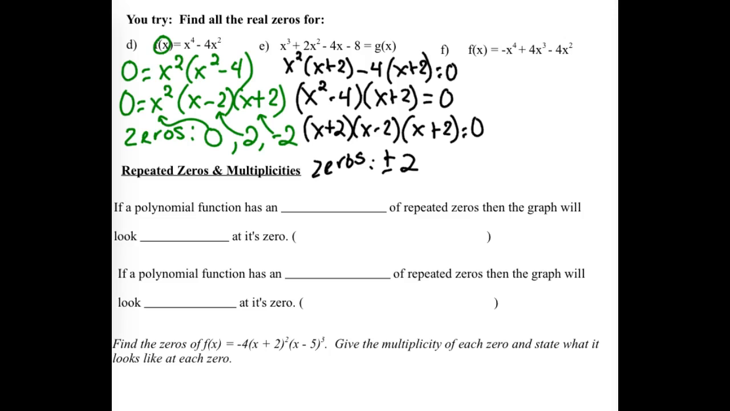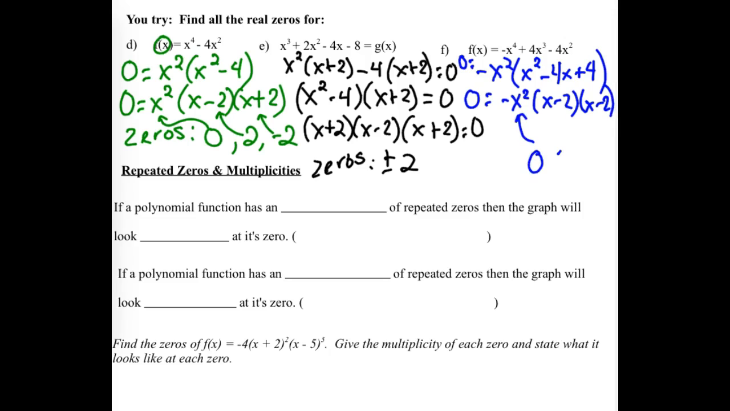And for our last one here, we can actually factor out a negative x squared. That's going to make it a little bit easier on us. We have an x squared minus 4x plus 4 left over, and we're looking for when it equals 0. So again, factoring the x squared minus 4x plus 4, we get x minus 2 times x minus 2. So I have a zero of 0, and I have zeros of 2.